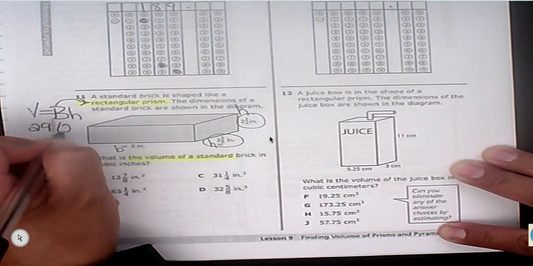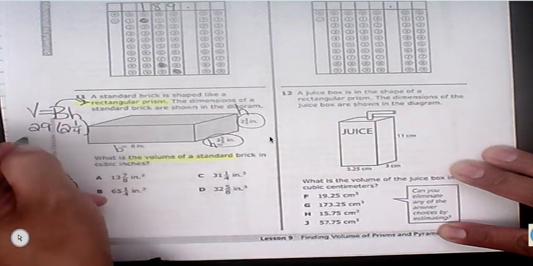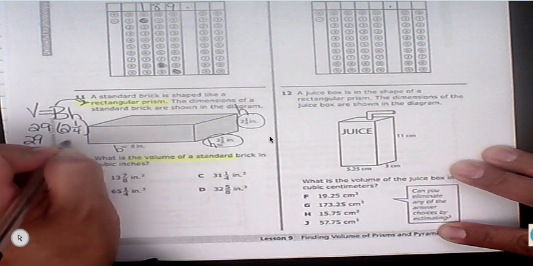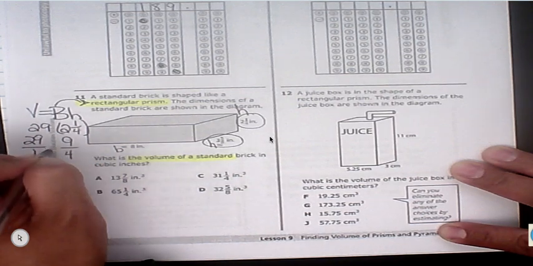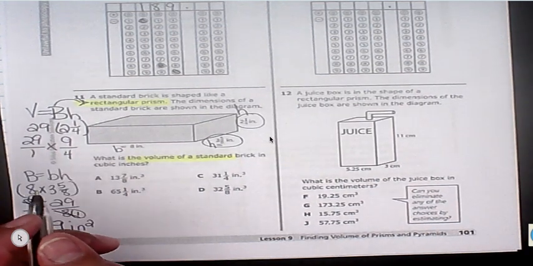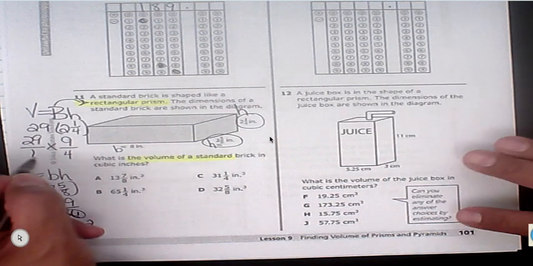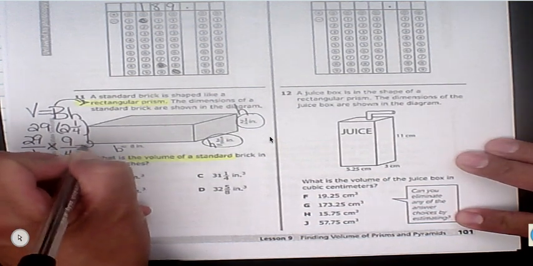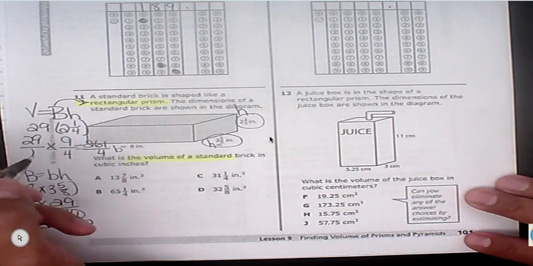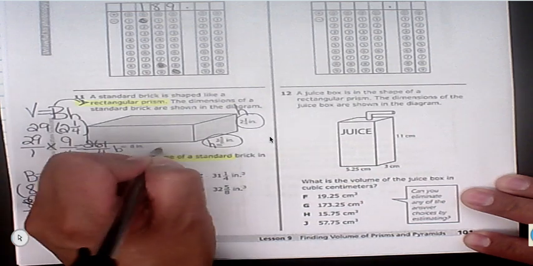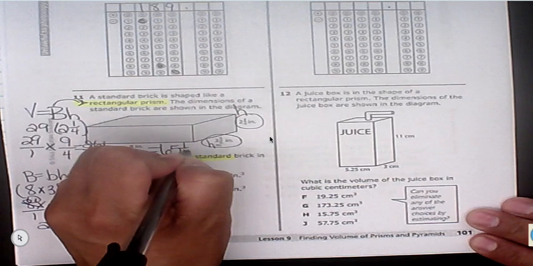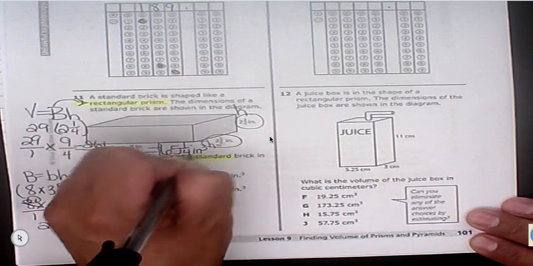So we're going to go ahead and put 2 1/4. Once again, I'm going to change that into an improper fraction. So 4 times 2 is 8 plus 1 more is 9 over 4. And we're multiplying. Can't simplify here, so we're going to do 29 times 9, which is 261, and we're going to divide that by 4. So when I divide that by 4, I'm going to get 65 1/4 inches cubed. My answer is B here.